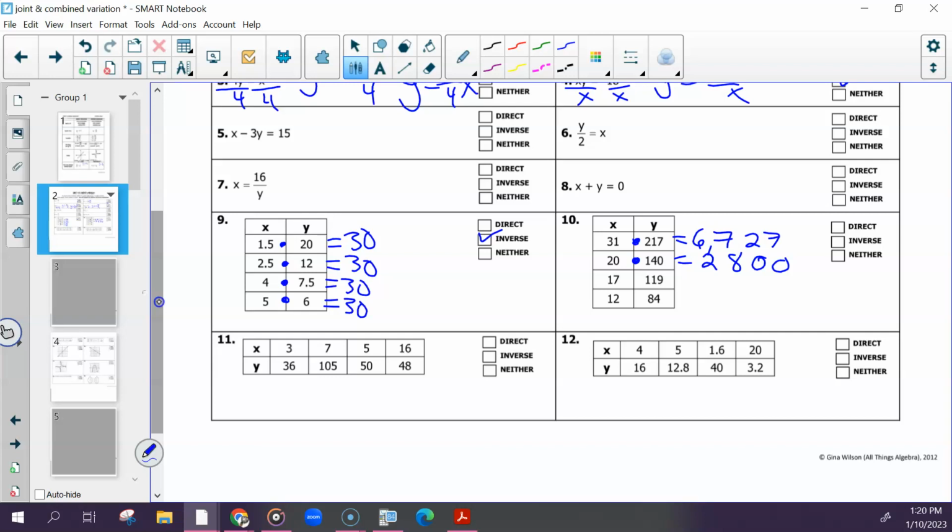So let's change gears and divide. 217, sorry, 531, 7. 140 and 20, also 7. 119 and 17, also 7. And then 84 and 12, also 7. So because we got the same number dividing for each of these, it is direct.